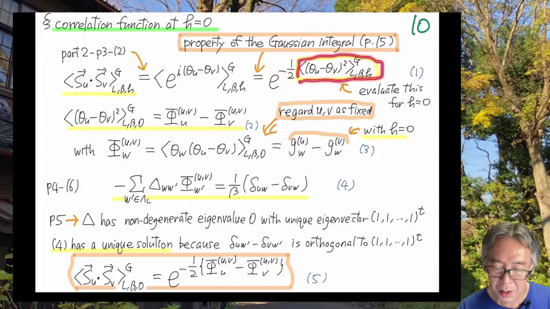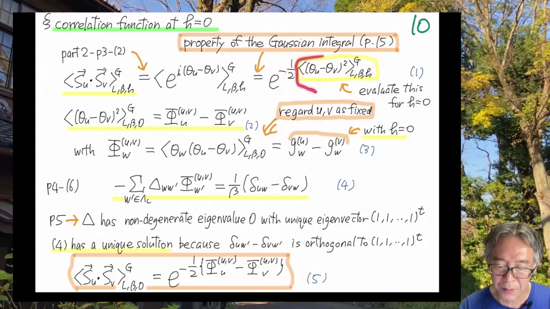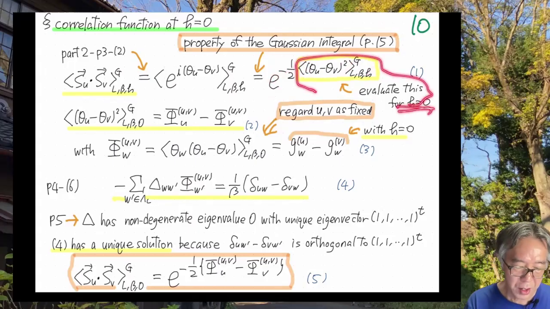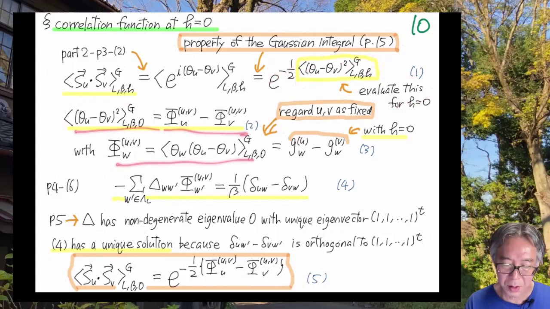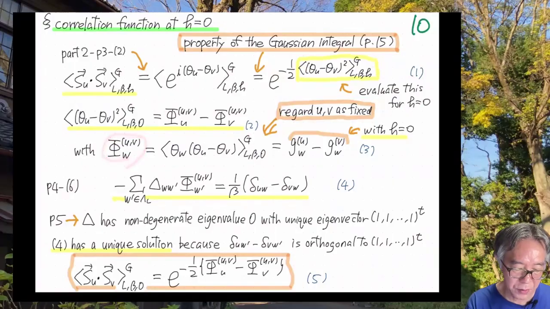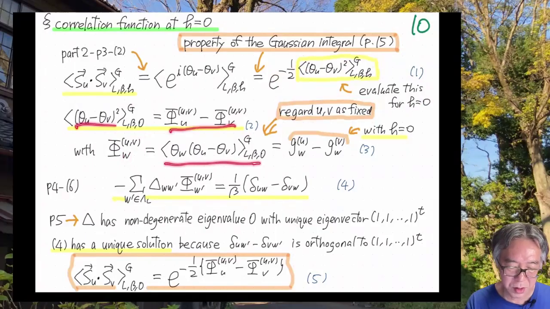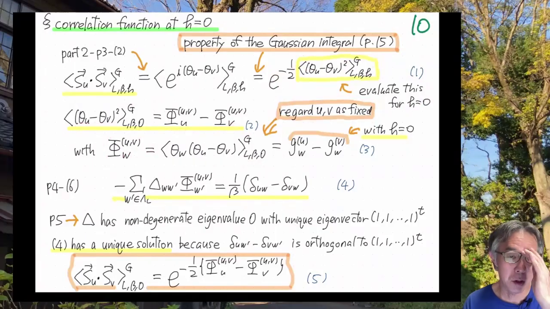Now I will show that this is well defined even for h equals 0, so I'm going to evaluate this for h equals 0. This is something we want to evaluate. First, this looks complicated, but it's useful to rewrite this like this. Again, we regard u and v as fixed, and regard this as a function of w. And then of course, by definition, this identity is just obvious. But anyway, we try to find this quantity here, and of course, by using the g that we already knew, this is written like this.